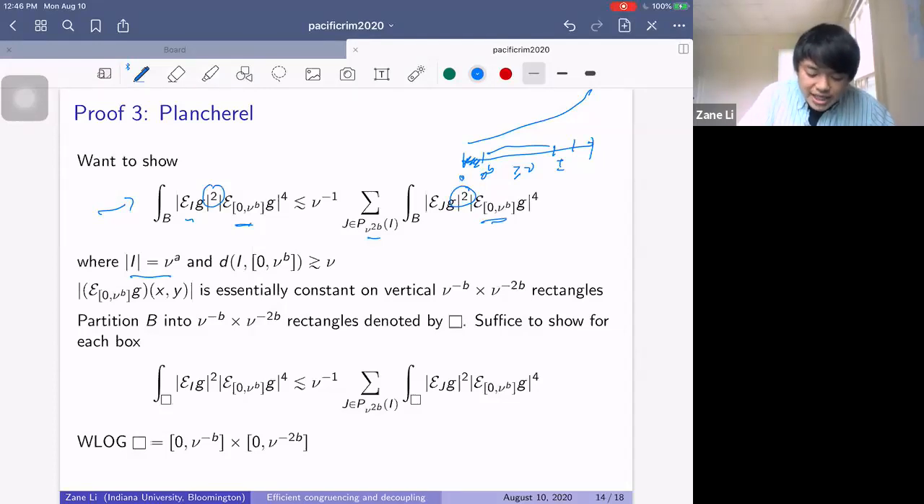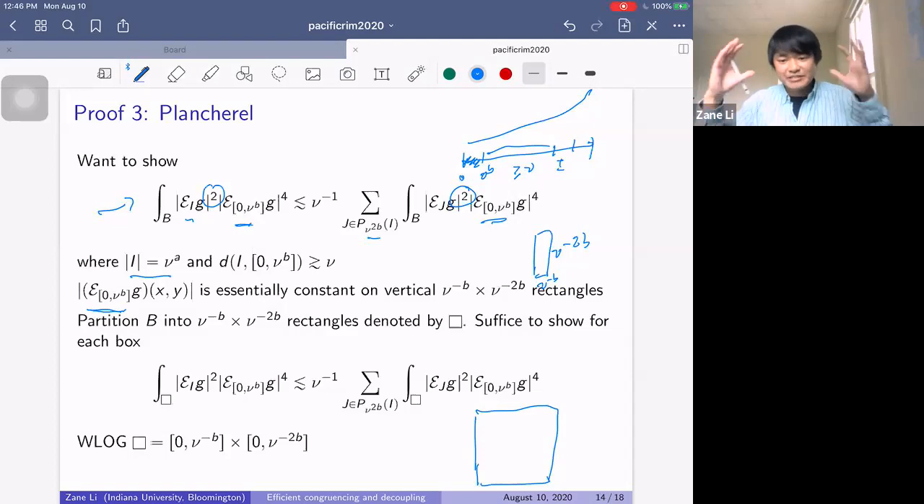Because we have an extension operator over an interval centered at the origin, or not at the origin, by the uncertainty principle, this extension operator is essentially constant on vertical nu to the minus b by nu to the minus 2b boxes. So to prove this estimate, what you can do is take your big box B, which is bigger than any spatial scale we'll ever consider in any argument.